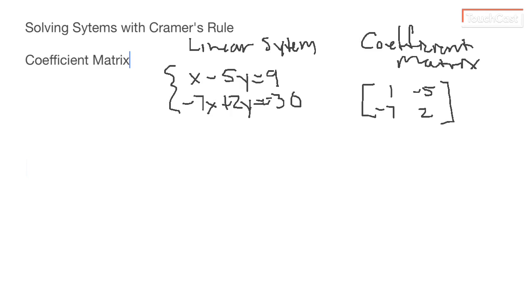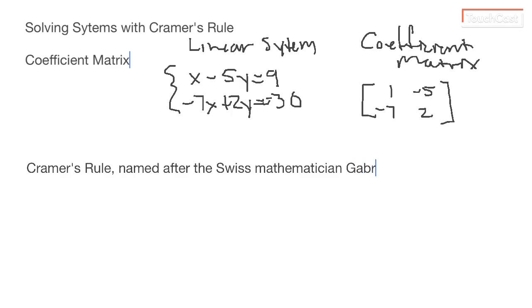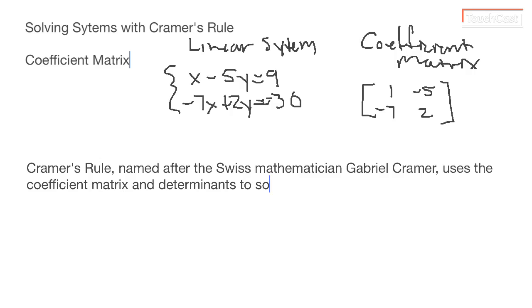So what we can say is Cramer's rule is named after the Swiss mathematician Gabriel Cramer, and it uses the coefficient matrix and determinants to solve a system of linear equations. So let's look at the actual format of how we do this.